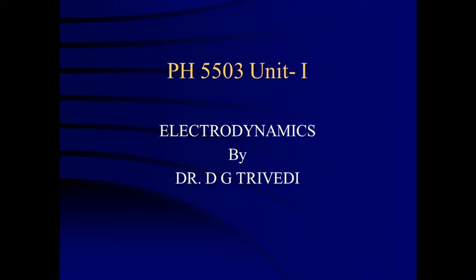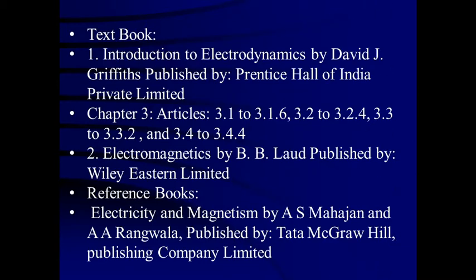Electrodynamics. This unit is normally taken from the textbook Introduction to Electrodynamics by David J. Griffith. This book is published by Prentice Hall of India Private Limited. From this book, total chapter number 3 is taken. Articles 3.1, 3.2, 3.3 and 3.4 are taken from this book. That means the complete chapter is taken.